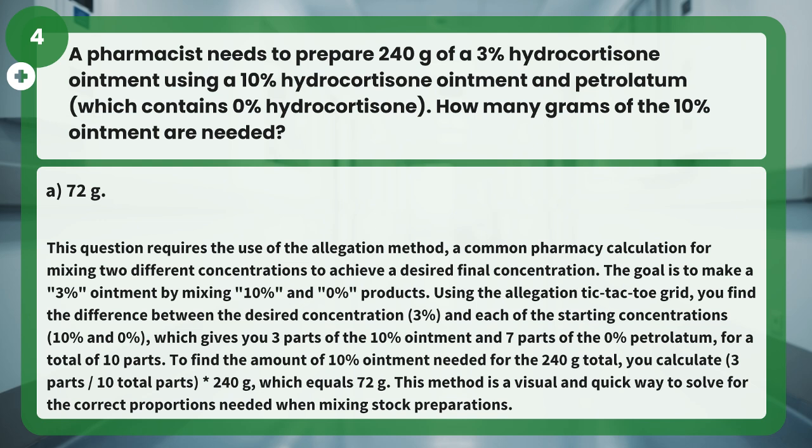which gives you 3 parts of the 10% ointment and 7 parts of the 0% petrolatum, for a total of 10 parts. To find the amount of 10% ointment needed for the 240 g total, you calculate 3 parts / 10 total parts * 240 g, which equals 72 g. This method is a visual and quick way to solve for the correct proportions needed when mixing stock preparations.